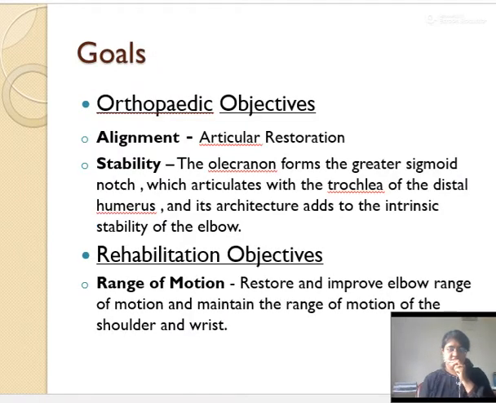So what would be the orthopedic objective? As in every fracture we have seen, there are two orthopedic objectives. One is the alignment, restoration of the articular surfaces properly, and the second one is stability. Under the heading of stability, the olecranon forms the greater sigmoid notch which articulates with the trochlea of the distal humerus, and its architecture adds to the intrinsic stability of the elbow. And the rehabilitation objectives would be the range of motion, which is the first, and the second is the muscle strength.